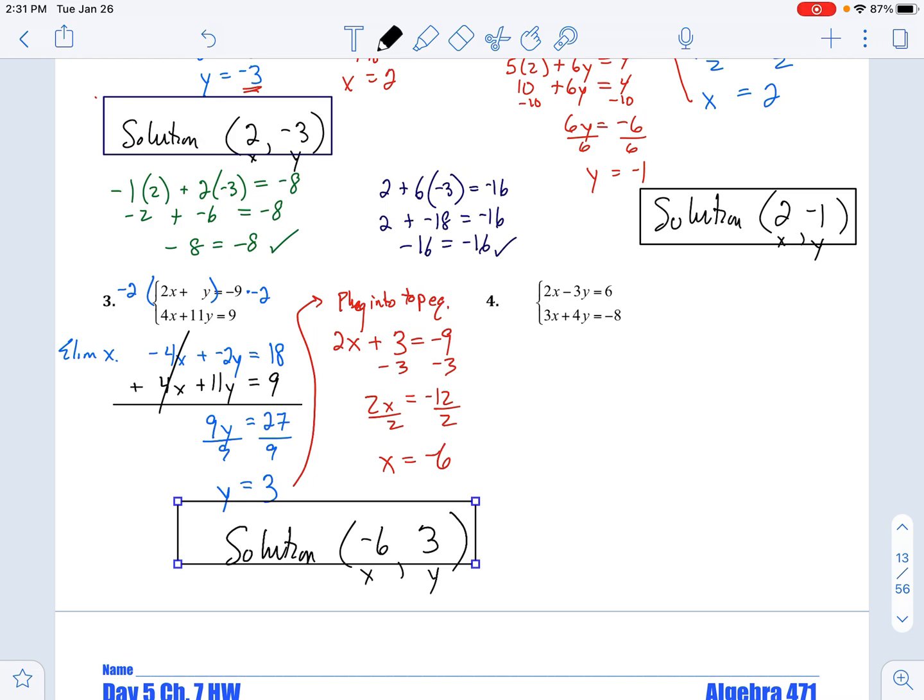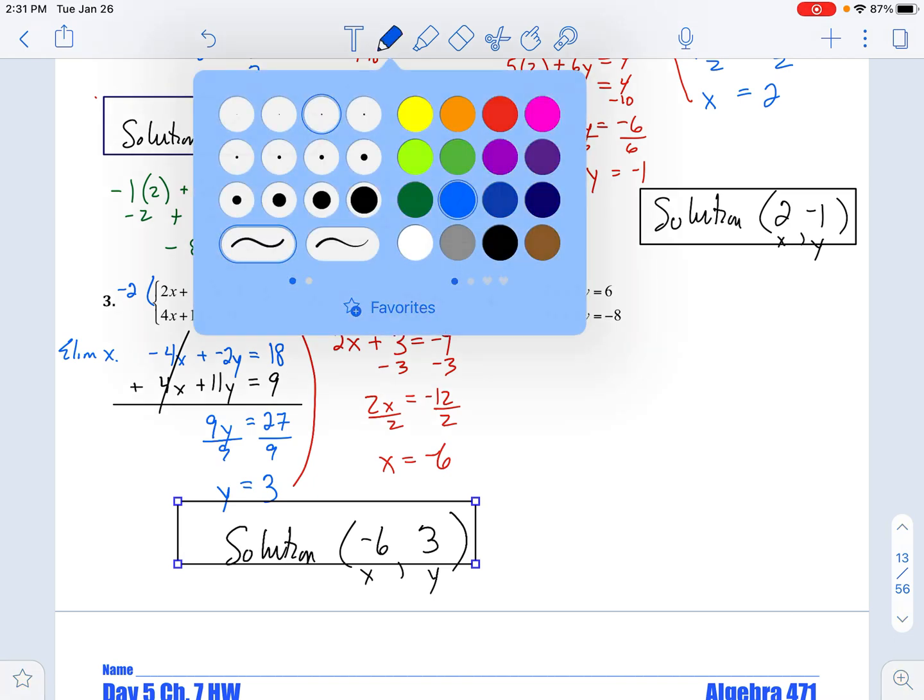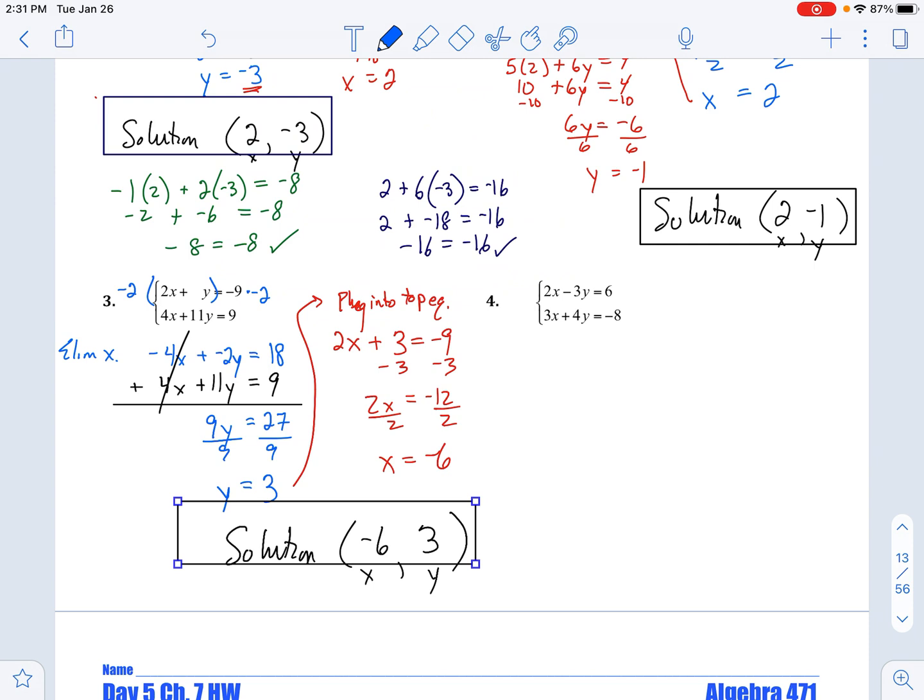Next problem up is problem number 4. As we take a look at problem number 4, we again double check. Are the x's lined up? Are the y's lined up? Is there a variable that is easy to eliminate? As I look, I have a 2x and a 3x. Both of them are positive. I also have a negative 3y and a positive 4y. To be honest, you could choose either. I'm going to choose to eliminate the y's because I already have the top one being negative and the bottom one being positive.